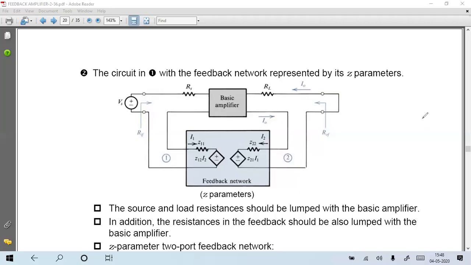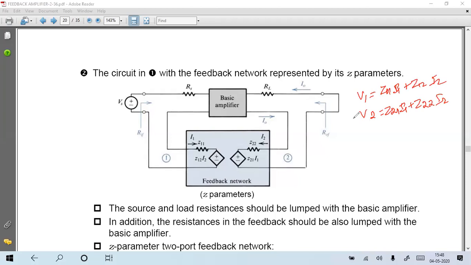Here the feedback network is replaced by the impedance network. So already we know the equations V1 = Z11 I1 + Z12 I2, V2 = Z21 I1 + Z22 I2. Okay. Now I already told you how to choose this two port network, based on which parameter will change at the output side and the input side.